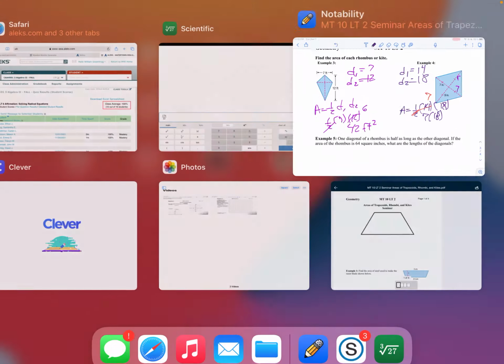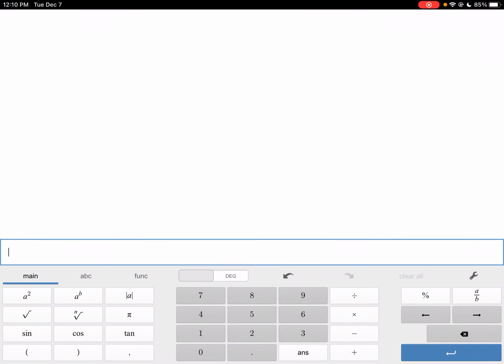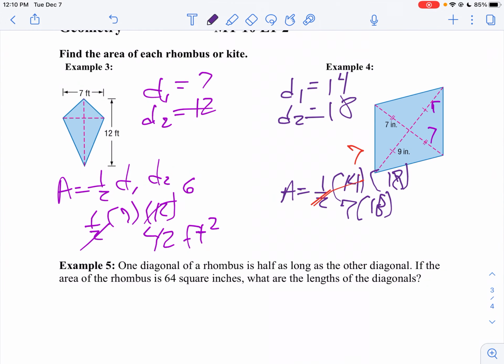So I'll use a calculator now. So I'll take 7 times 18. Ooh, you got too many times signs there. There we go. 7 times 18. It's 126. And we're measuring inches, so it's 126 square inches. And there's our answer.